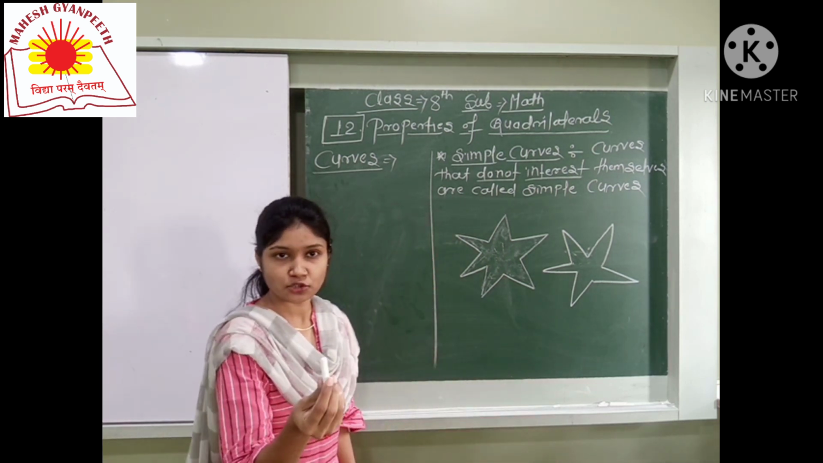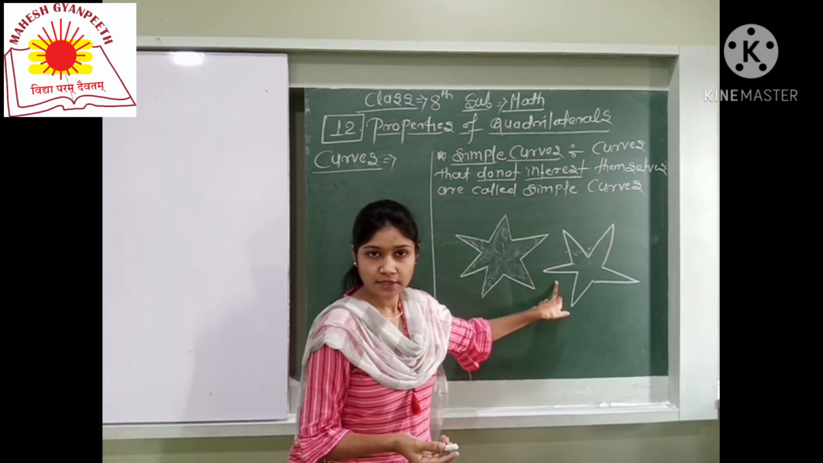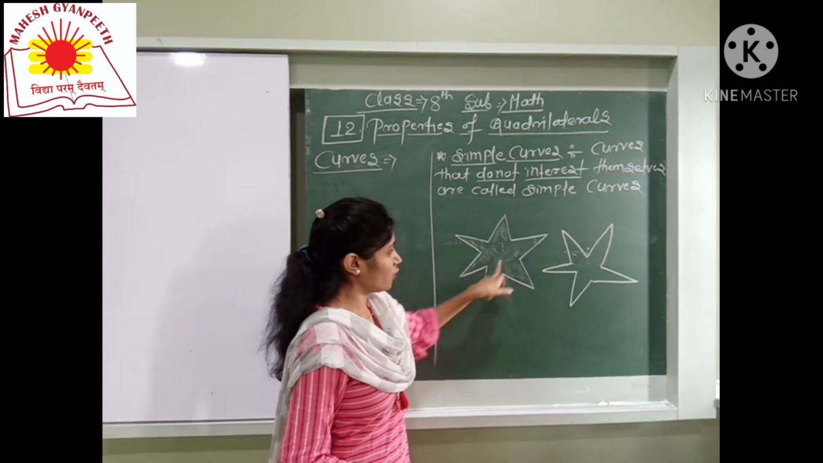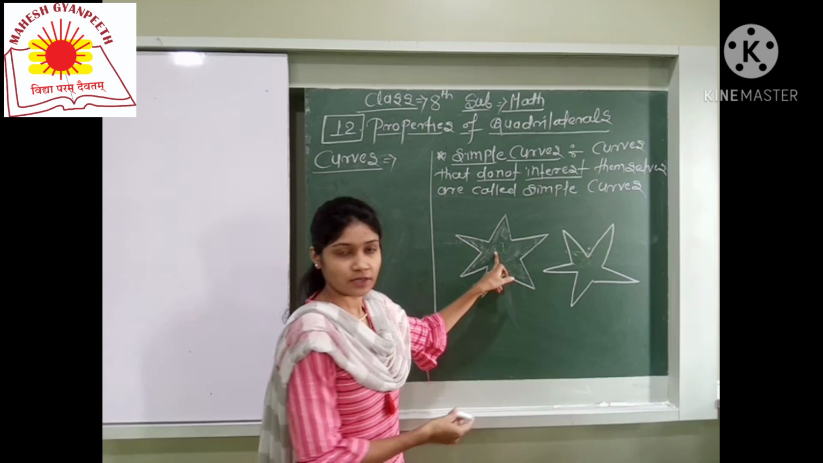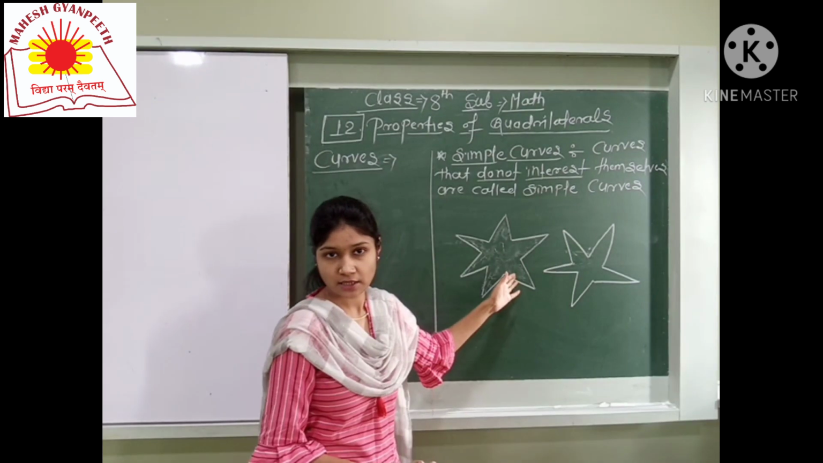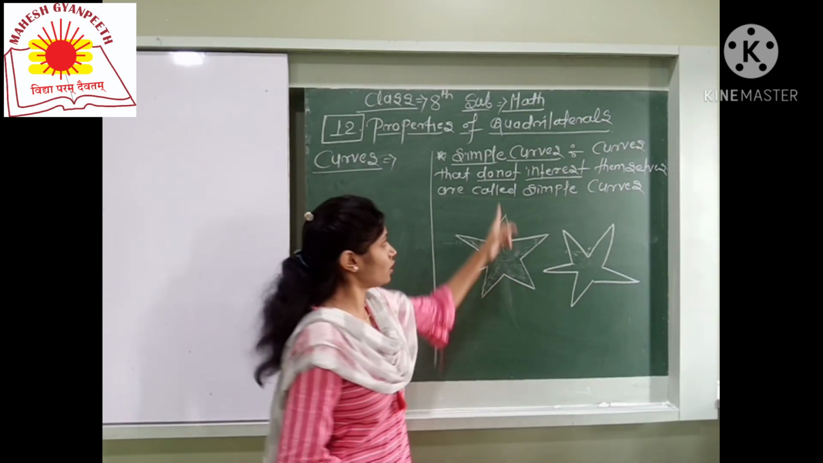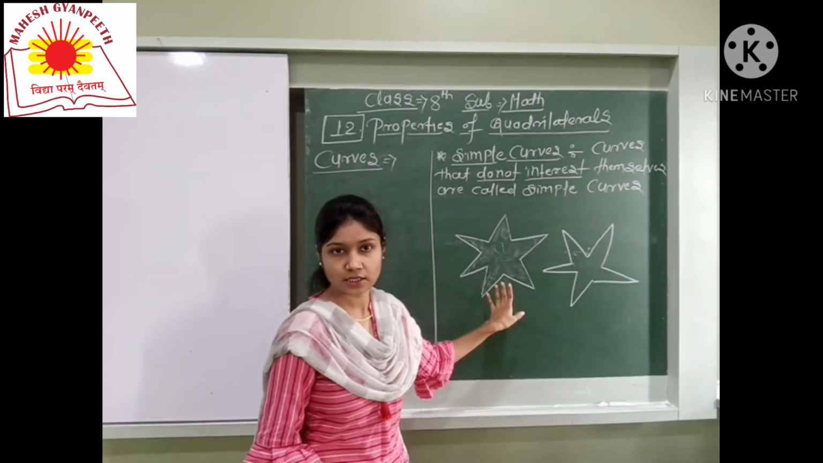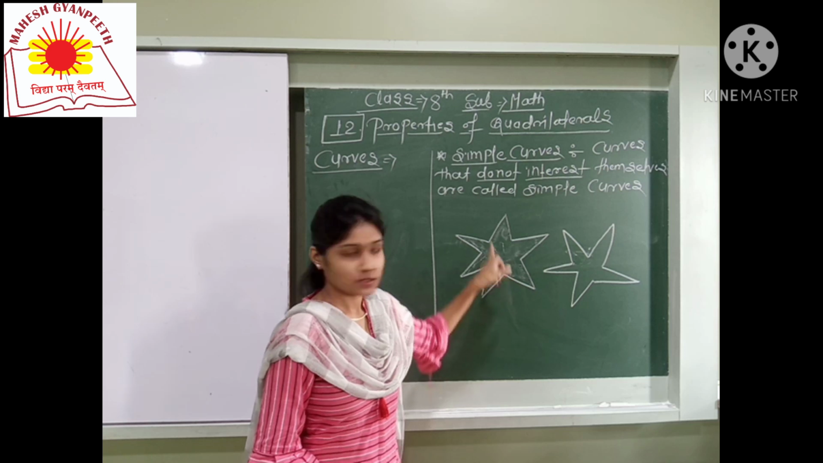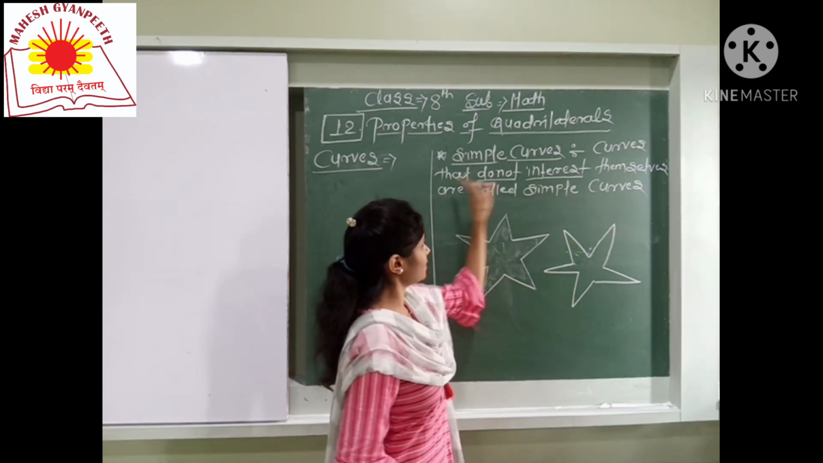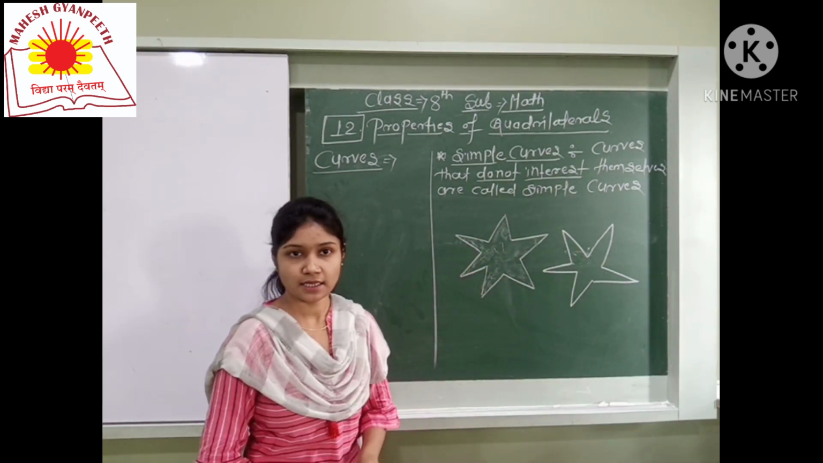Can I lift my chalk? No. Did I lift it? No. So we form this figure. Did it intersect? This given figure does not intersect itself, so it is called a simple curve, and it is also called a closed curve. So the definition of a simple curve: a curve that does not intersect itself is called a simple curve.